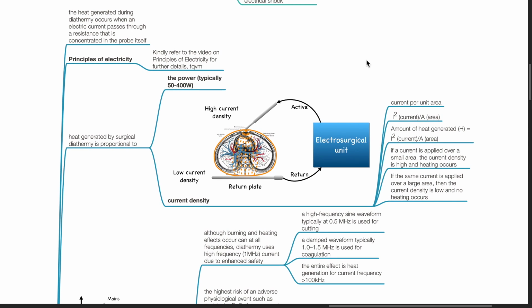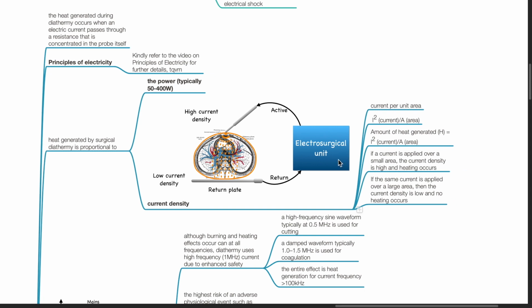Heat generated by surgical diathermy is proportional to the power, which is typically 50 to 400 watts, and current density, which is current per unit area, current to the power of 2 divided by area. The amount of heat generated equals current to the power of 2 divided by area. If the current is applied over a small area, the current density is high and a lot of heat is produced. If the same current is applied over a large area, then the current density is low and no heating occurs.